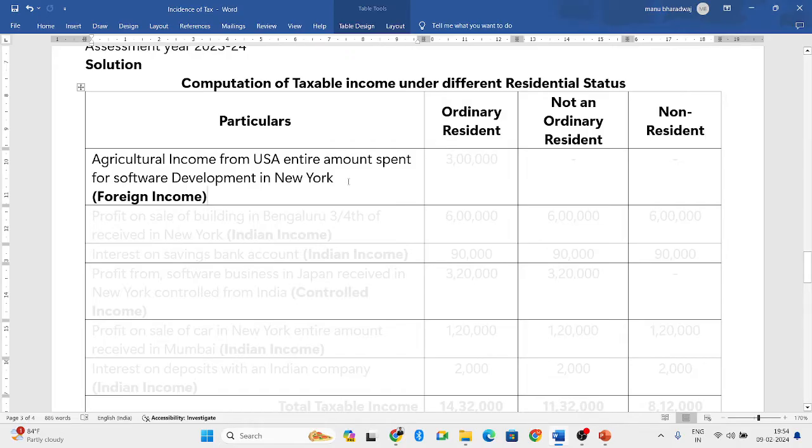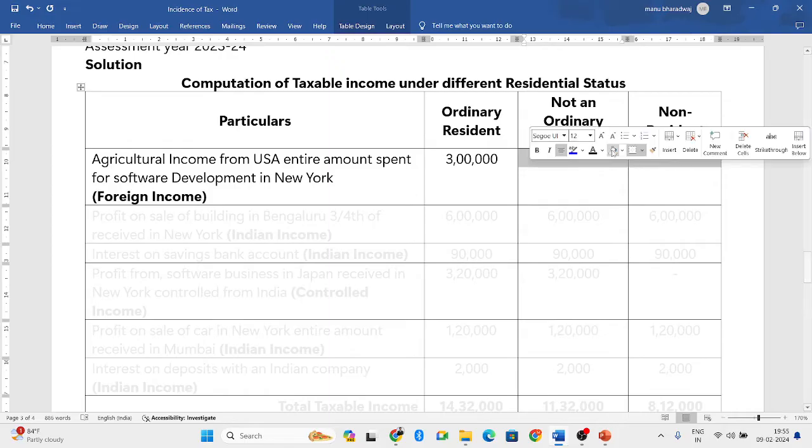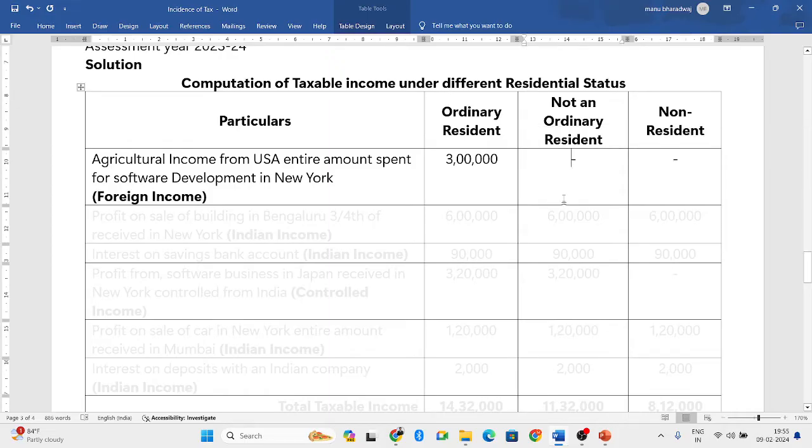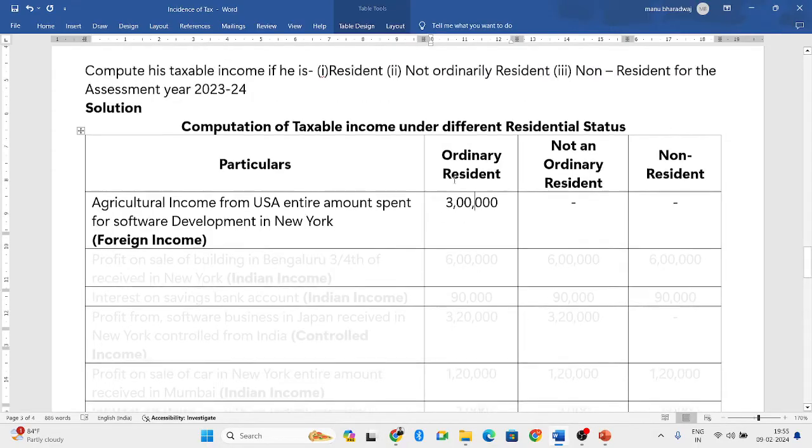In the chart I have very clearly given that foreign income has 2 types: income from business and profession, and income from other sources. This falls under the income from other sources category. In foreign income from other sources, only an ordinary resident will be taxed. Since this is income from other sources, in this foreign income only an ordinary resident will be taxed. We do not tax a not ordinary resident and a non-resident. So in this particular thing only an ordinary resident will be taxed.